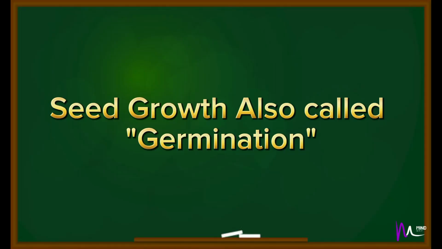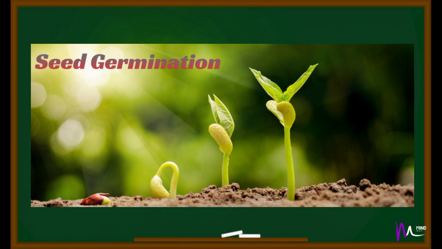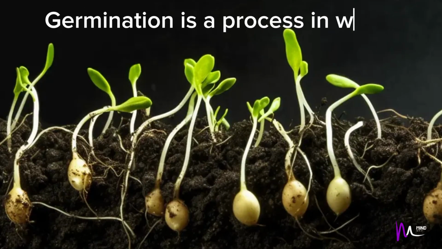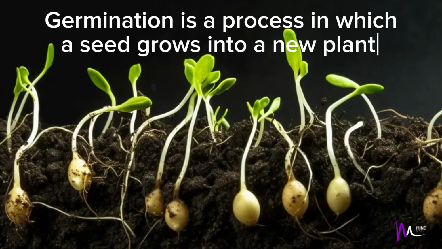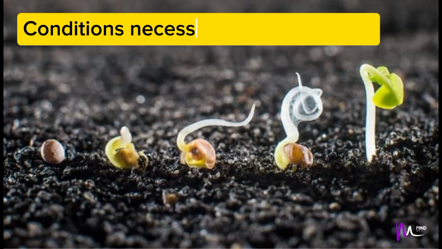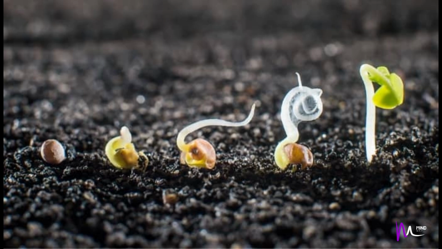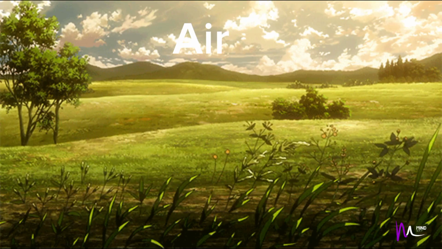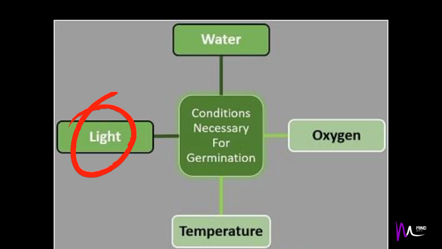Today, we're going to discuss the process of seed growth, and at the end of this video, you'll be able to describe how seeds grow. Germination. Germination is a process in which a seed grows into a new plant. Conditions necessary for germination. The conditions necessary for germination are the presence of water, air, and warmth, even light.